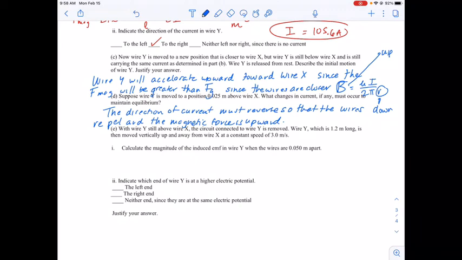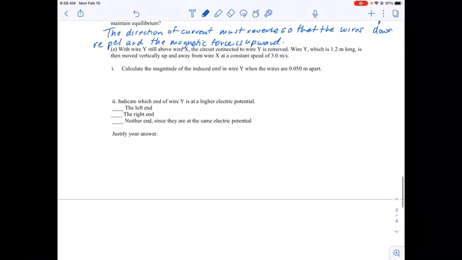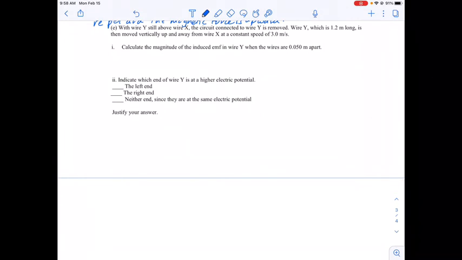Okay, part E. Oops, sorry, I lost my place here. With wire Y still above wire X, the circuit connected to wire Y is removed. Wire Y, which is 1.2 meters long, is then moved vertically up and away from wire X with a constant speed of 3 meters per second. Calculate the magnitude of the induced EMF in wire Y when the wires are 0.05 meters apart. Okay, so let me come down here and draw a picture.